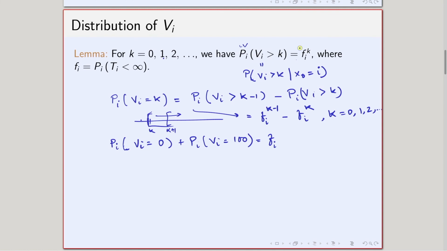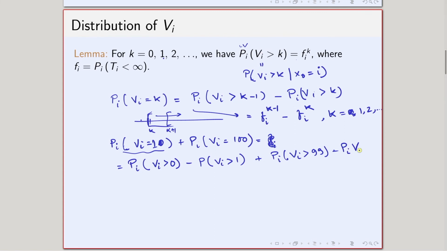Okay. This I can now easily find out. V_i equals 0 is basically 0, because k starts from 1 here. If I take k equals 0, there is a problem. So I can write this probability as the probability of V_i is, I make it 1, because 0 does not make much sense here. Then it is basically nothing but the probability that V_i is greater than 0 minus the probability that V_i is greater than 1. This is the first part, plus the second part, the probability that V_i is greater than 99 minus the probability that V_i is greater than 100.